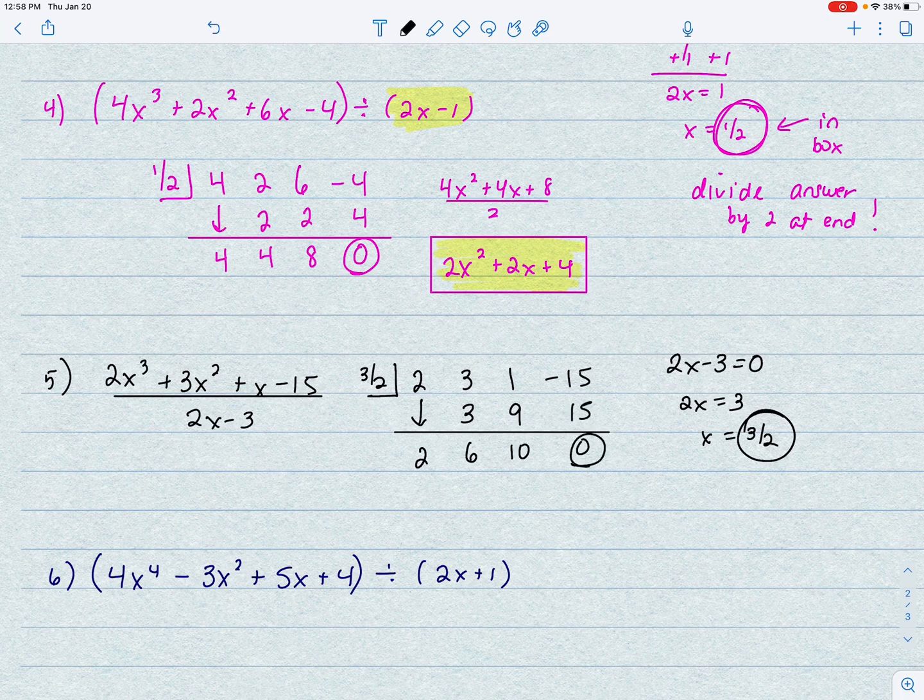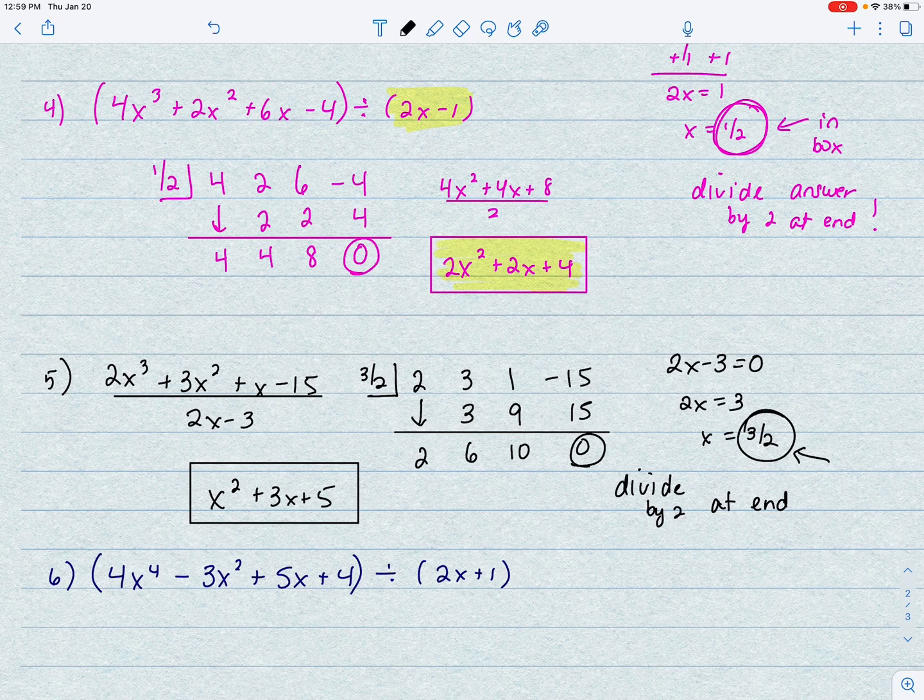Remainder 0. But remember, these numbers are not the answer. We have to divide by 2 again because of that denominator. So our answer is going to be x squared plus 3x plus 5. If I multiply that by the 2x minus 3, I would get the original numerator.